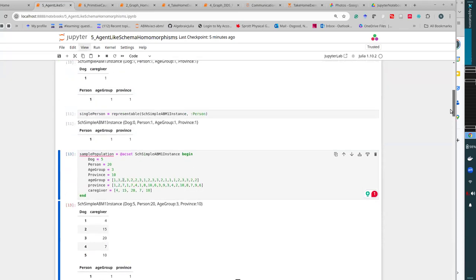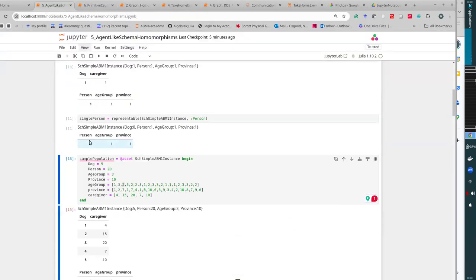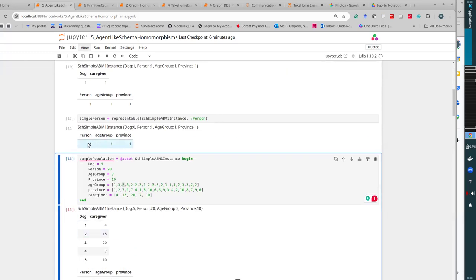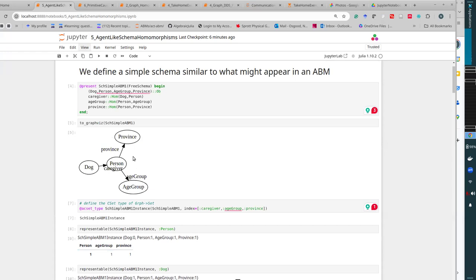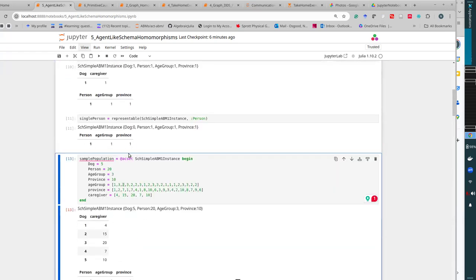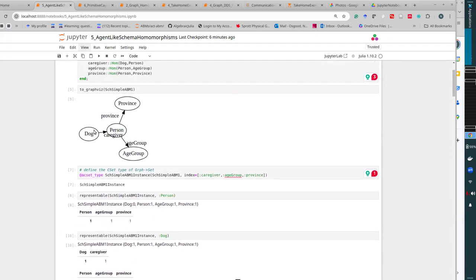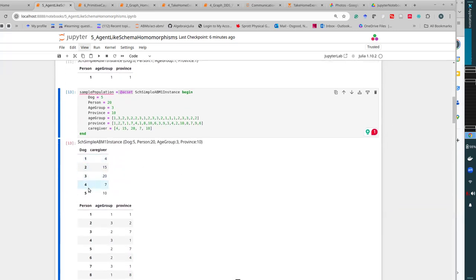So one of these mappings from this schema category into Set is this one right here, where it maps person to a set of size one, age group to a set of size one, province to a set of size one. That's one functor. That is a C-set because it's a functor from C to Set. This whole thing is another C-set, another functor from this schema category into Set. What is the set mapped to in that functor? What set is it mapping dog to? The set of what? 1, 2, 3, 4, 5.